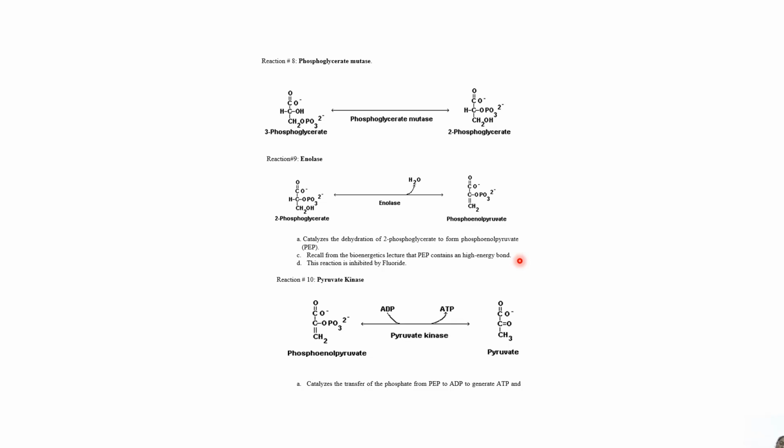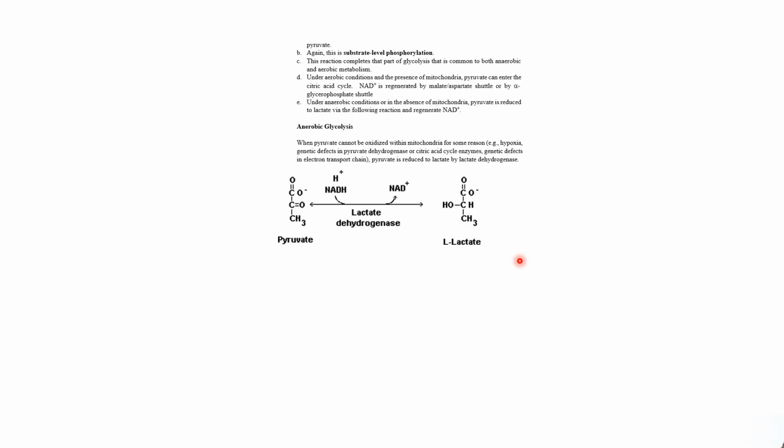It will catalyze the transfer of the phosphate from PEP, or phosphoenolpyruvate, to ADP to generate ATP and pyruvate, sorry. And then the reaction is called substrate level phosphorylation. We have discussed why it is called substrate level phosphorylation as well. So this reaction completes a part of glycolysis that is common to both anaerobic and aerobic metabolism.